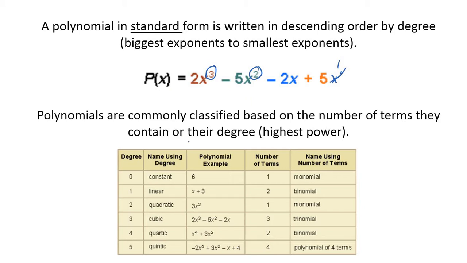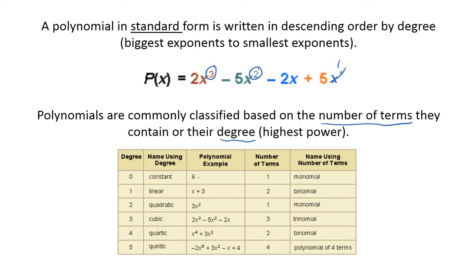Now we commonly classify polynomials a couple different ways. We can look at the number of terms they contain, so 1 term, 2 terms, 3 terms, and so forth. Or we can just look at their degree. Honestly, that's probably a little more common, but we use both pretty regularly. So for example, here's just some simple examples in this table.